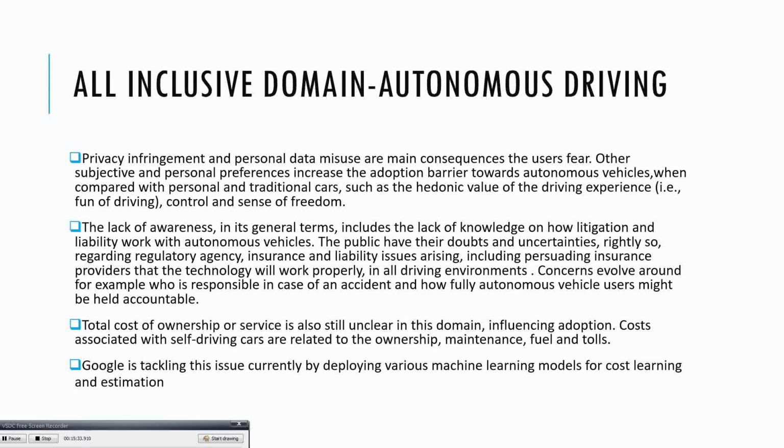Okay, the next is total cost of ownership or service, which is also still unclear in this domain, influencing the adoption. Costs associated with self-driving cars are related to ownership, maintenance, fuel and tolls. Google is tackling this issue currently by deploying various machine learning models for cost learning and estimation. So now again in this autonomous driving system, you can see the lack of knowledge or interoperability, and here the issues are much more social and economical.